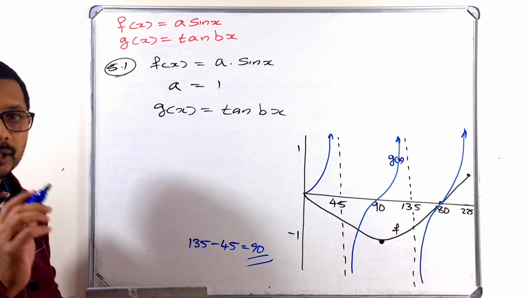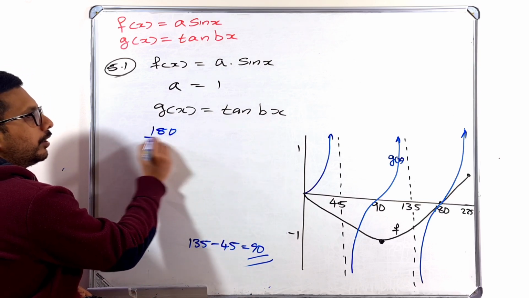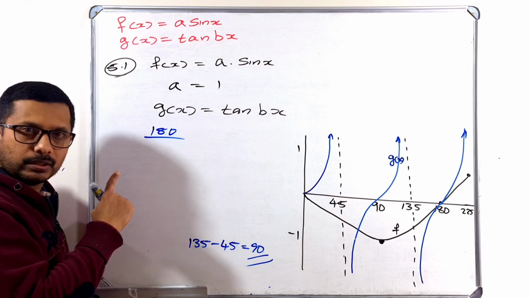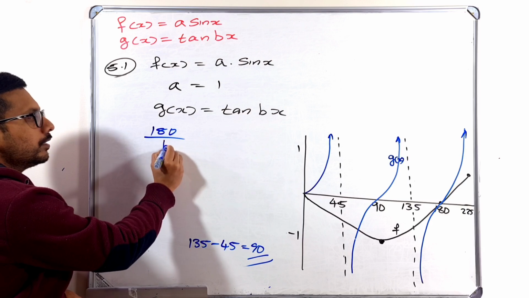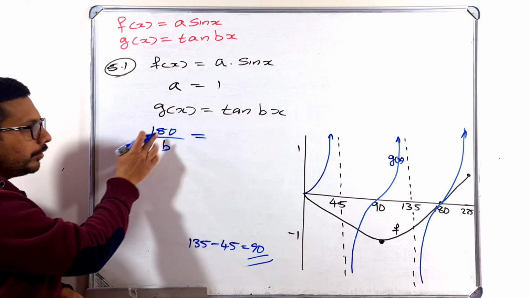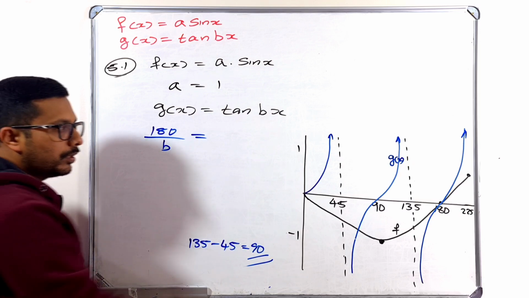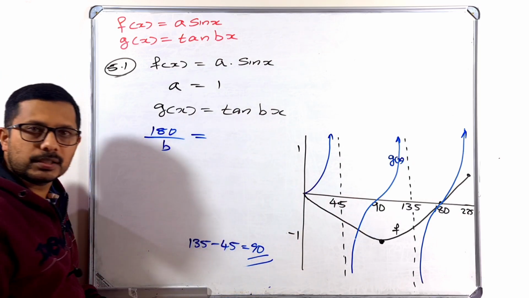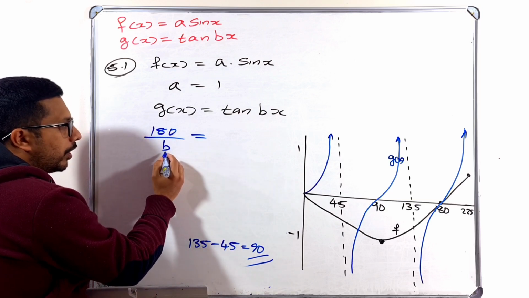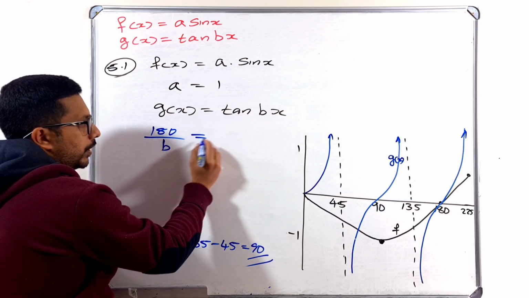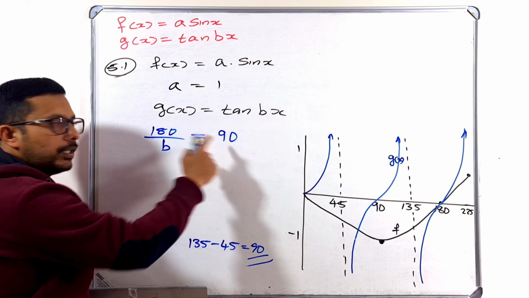But at the same time, we know how to find the period. What is the formula to find the period? 180 divided by coefficient of x. That's what I explained before. What is the coefficient of x here? It is b. When you divide 180 by the coefficient of x, you are supposed to get the period. Am I right? From the graph, we know that the period is 90 between two asymptotes. What is the gap? 90. So when you divide 180 by b, you are supposed to get the period, and from the graph we know now the period is 90.